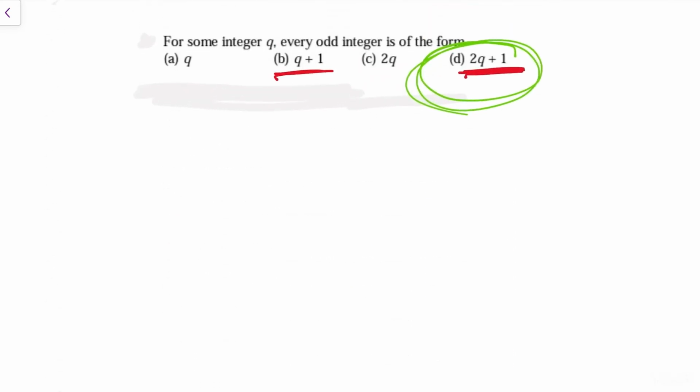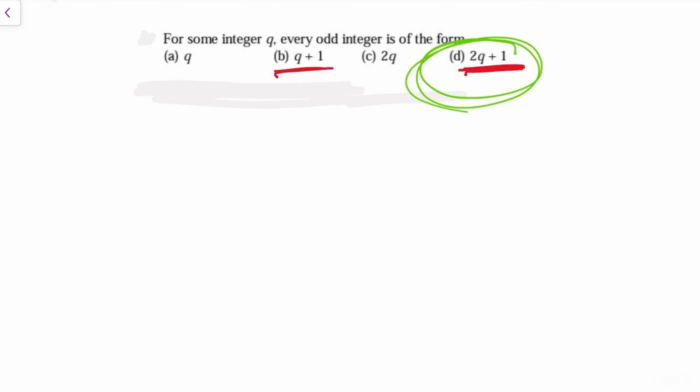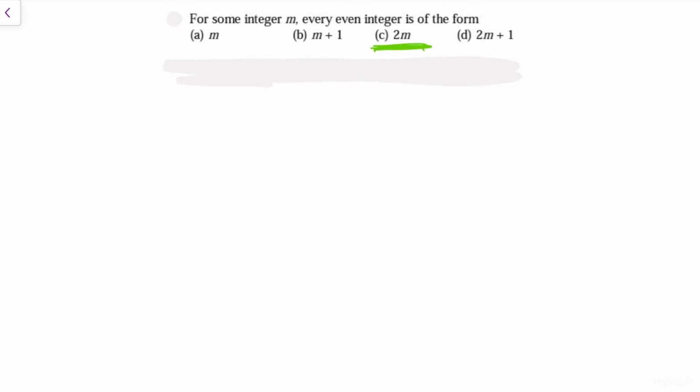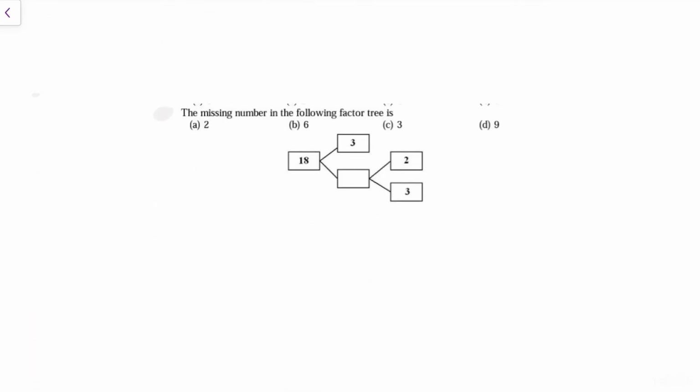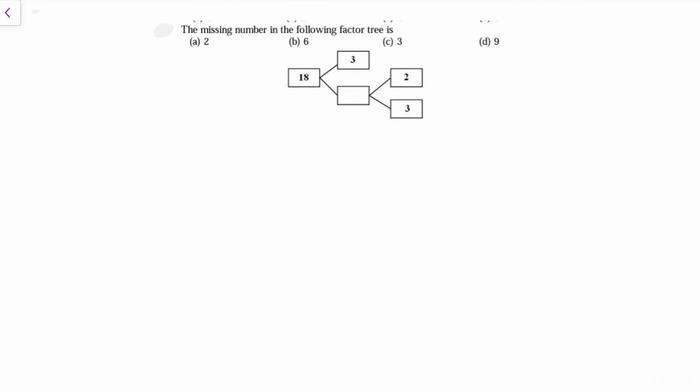Now from the previous question and this question we can conclude one thing. If the given number or variable is q, the odd number is in the form of 2q + 1, whereas the even number will be in the form of 2q. Next, again we got a missing number type of question: the missing number in the following factor tree.